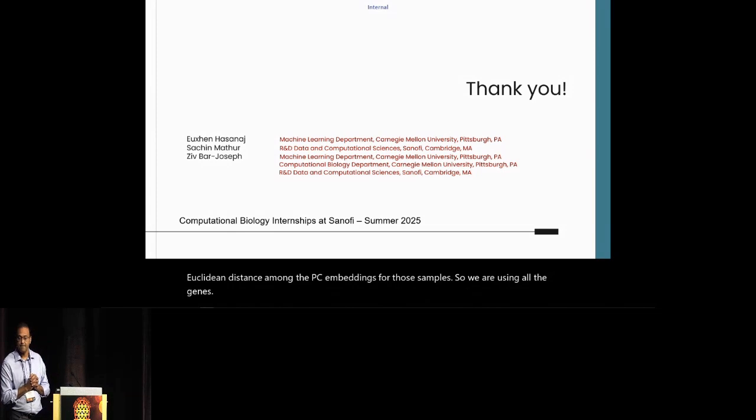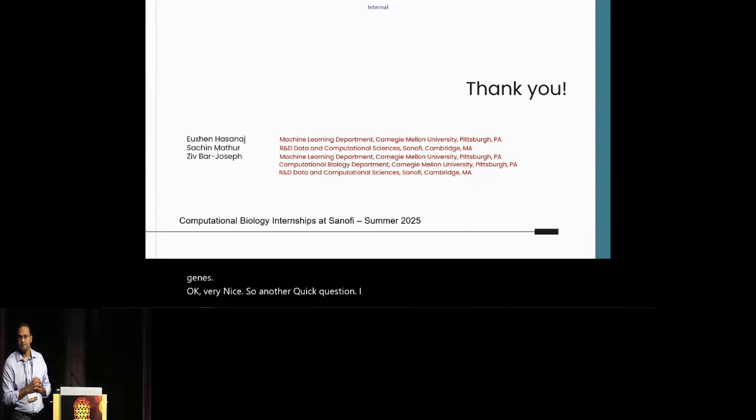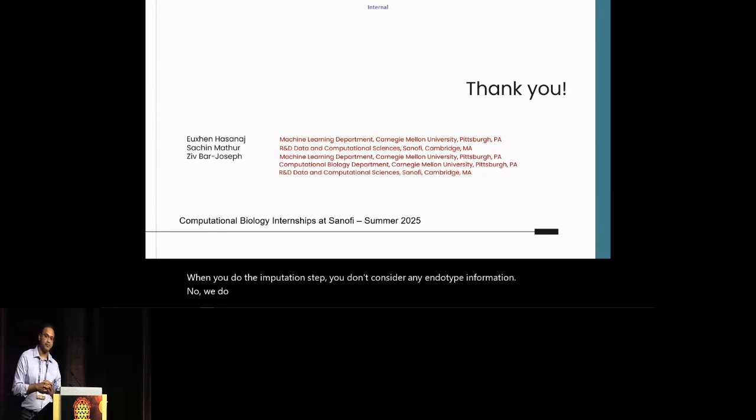Okay, very nice. So another quick question. I think when you do the imputation step, you don't consider any endotype information. No, we do not consider any kind of endotype information. And imputation is basically the transition from one sample to the other.